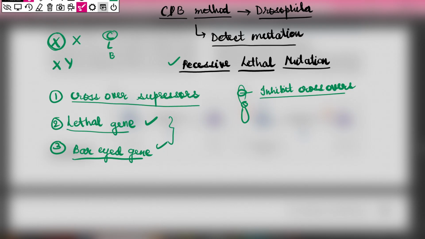If the eyes are bar shaped, that means these Drosophila which have the bar shaped eyes will also contain this lethal gene. So in this X chromosome, there has to be this crossover suppressor, then there has to be a bar gene associated with the lethal gene. So if the lethal gene is inherited into the offspring, the bar gene will also be inherited into that offspring. So we can check easily by just analyzing the eyes of those progenies. If the progenies have the bar shaped eyes, it definitely means that they also have these lethal genes in them.